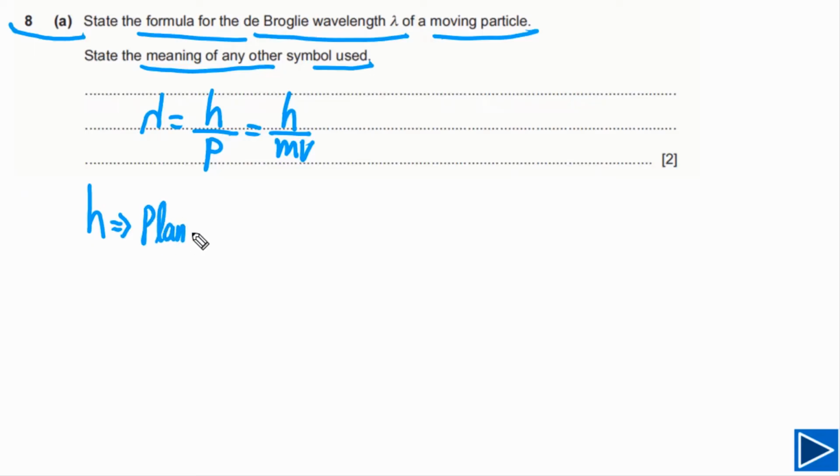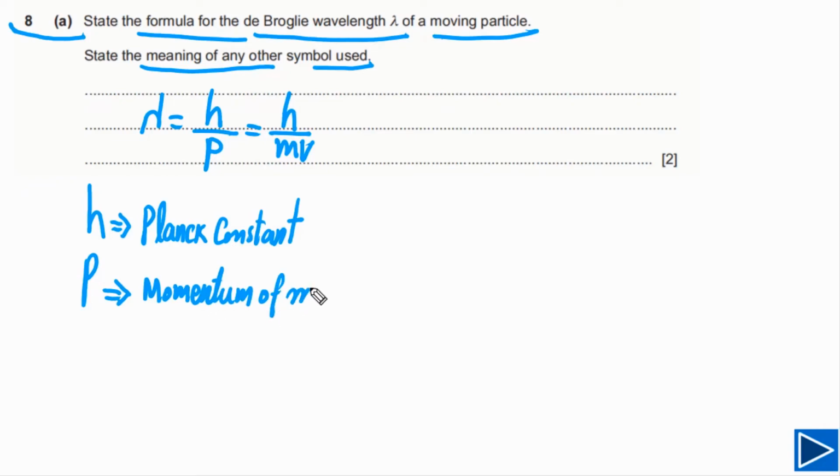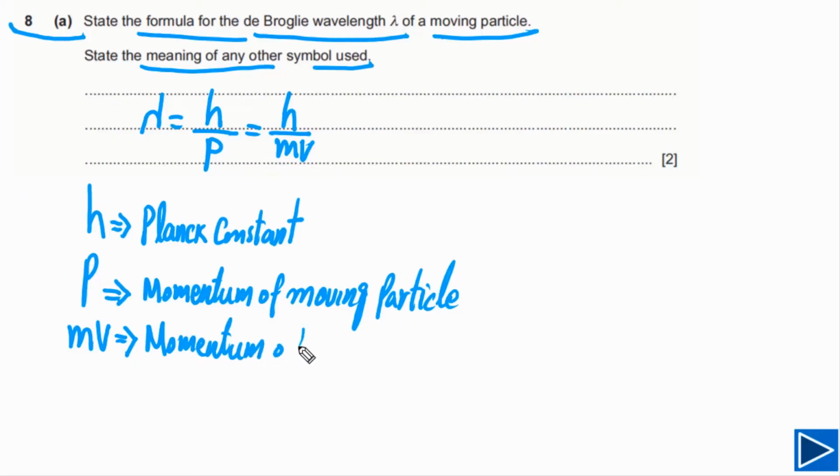So you have to write down that h is Planck constant. And p is the momentum of the moving particle. So simply we can write down that p is momentum of moving particle. You can also write momentum of moving particle if you have written mv. So you can say mv is the momentum of the moving particle.